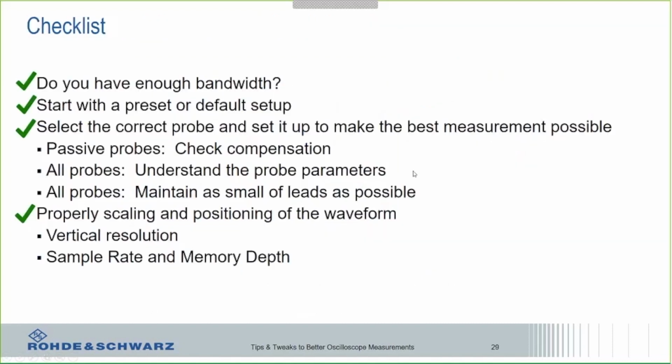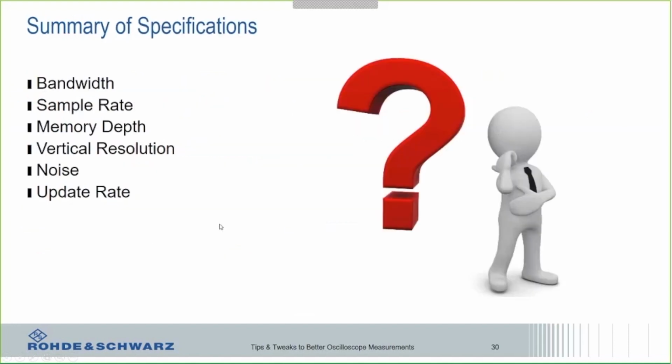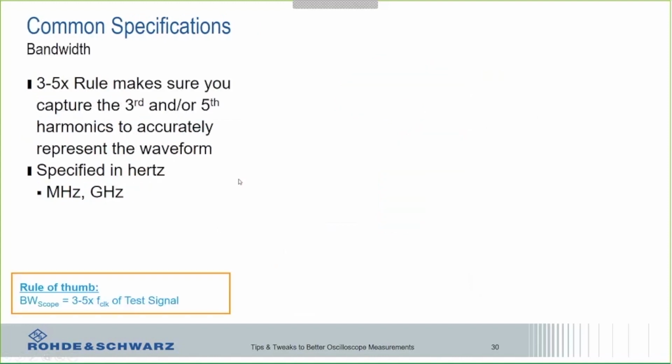Okay, so we went through: do we have enough bandwidth, preset, default setup, getting the right probe, properly scaling, and making sure you're paying attention to the way that the oscilloscope is set up. Now, we've talked about a bunch of different specifications here, and if you've bought an oscilloscope in the last 5 or 10 years, you've probably looked at a number of these specifications. I wanted to go through them and talk about when they matter and when you may not need to pay attention to them. So let's start with bandwidth.